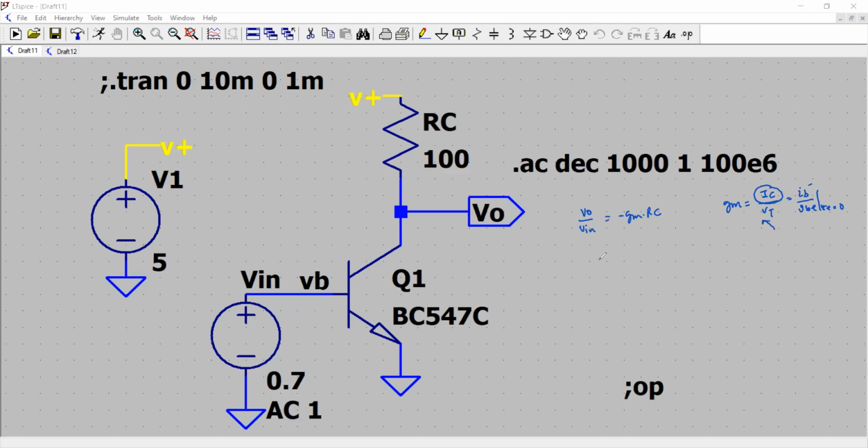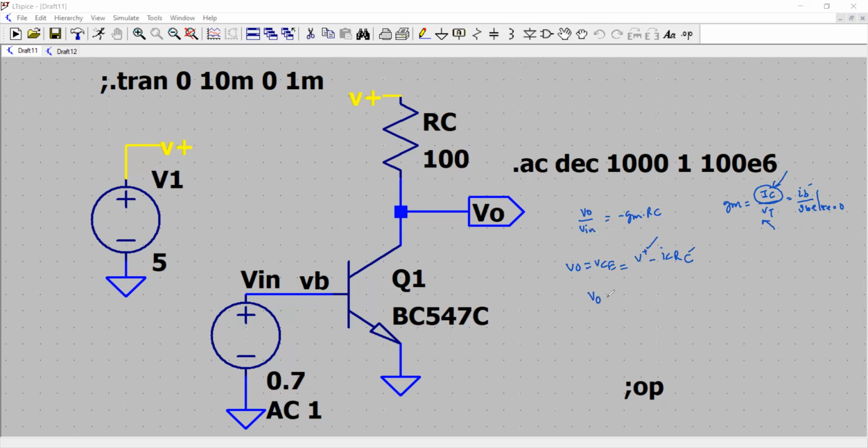All right, and we have done that. So we'll see how much is the gain for this circuit. Before that, we need to calculate the operating point. From the previous video, we have calculated the operating point. From that, we get the value of IC. Or maybe we can also write the expression here: VO, which is VCE, is V plus minus IC times RC. So we know the V plus, we know the RC.